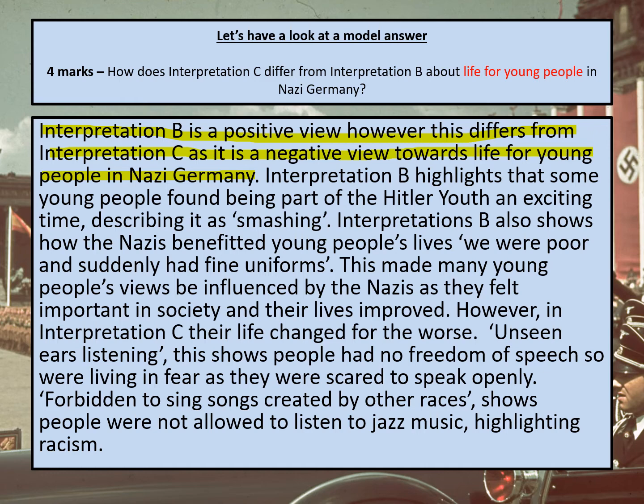So as we can see, for interpretation B, we've talked about the smashing comment, we've talked about people having better uniforms, so kind of lives improving. And then the second one, we've talked about the unseen ears, the lack of freedom of speech, and we've also talked about the forbidding of different songs from other races, and that's also highlighting the racism that existed as well. So that's basically your first question. I hope that helps you to see it in action.